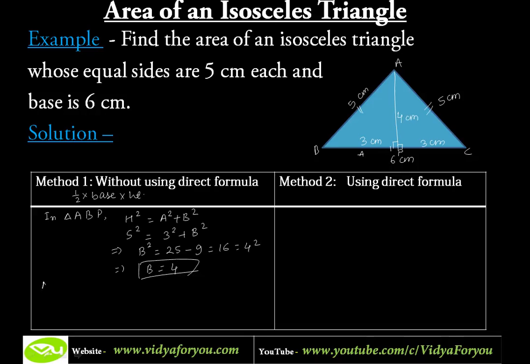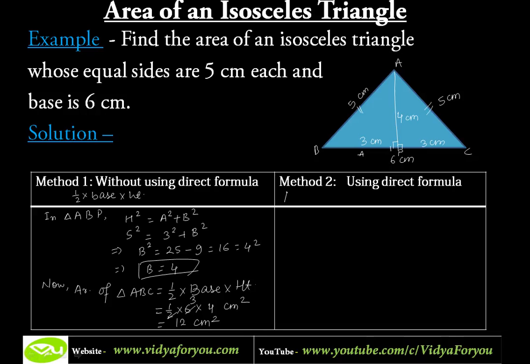Now area of triangle ABC is equal to half into base into height, which is equal to half into 6 into height is 4 cm square is equal to, you can cancel this, 12 cm square. So this is one of the easiest way. You do not need to remember any different or new formula. You can find the area of triangle in a simpler way.